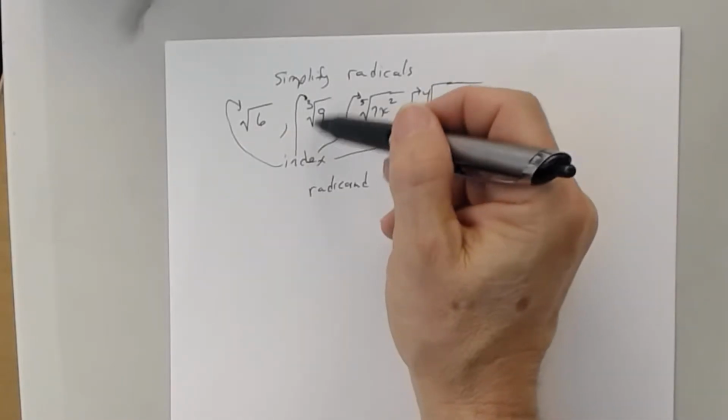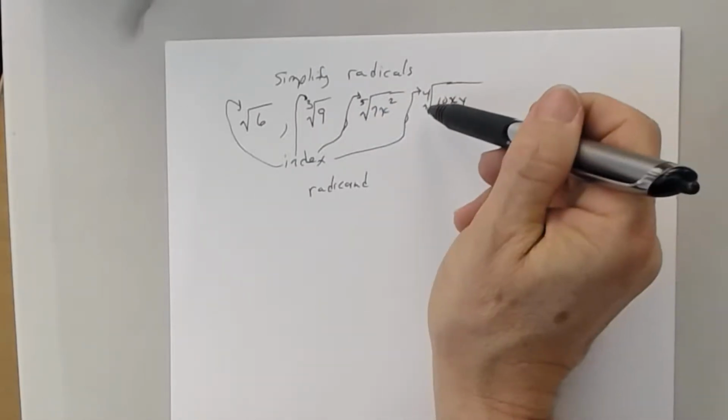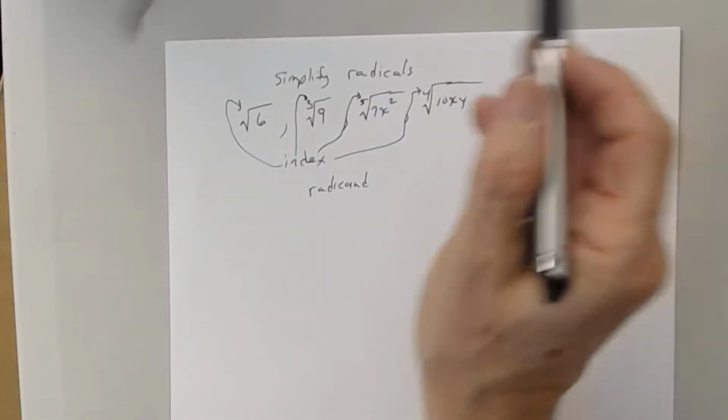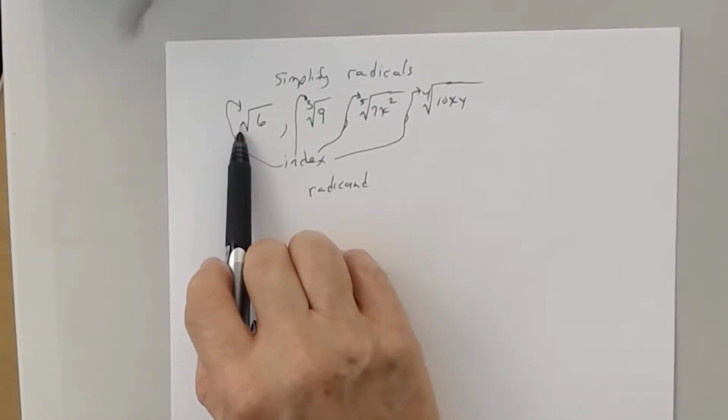So in that second one I'm pointing to, what's the index? 3. What's the index here? 5. What's the index here? 4. Now, be a little bit careful with this one. The one I'm pointing to now, what's that index? 2. You can never have, with radicals, an index of 1. There is no such thing as an index of 1.